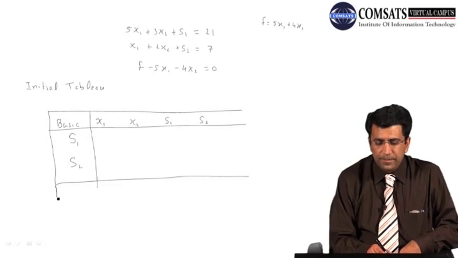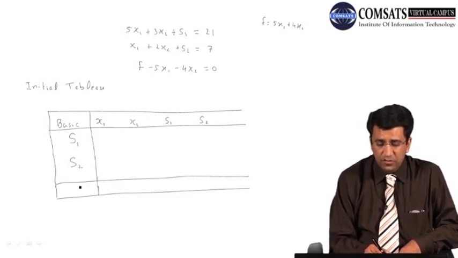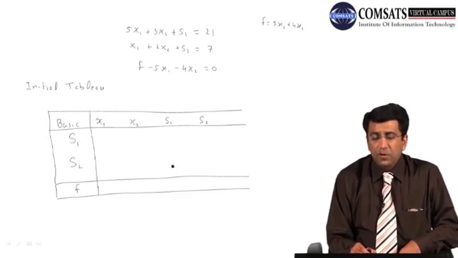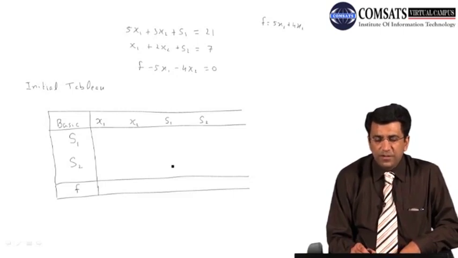And again, the last row is reserved for our objective function, that is represented by f. Now class will have to fill this table. Now please note down how we will fill this table.